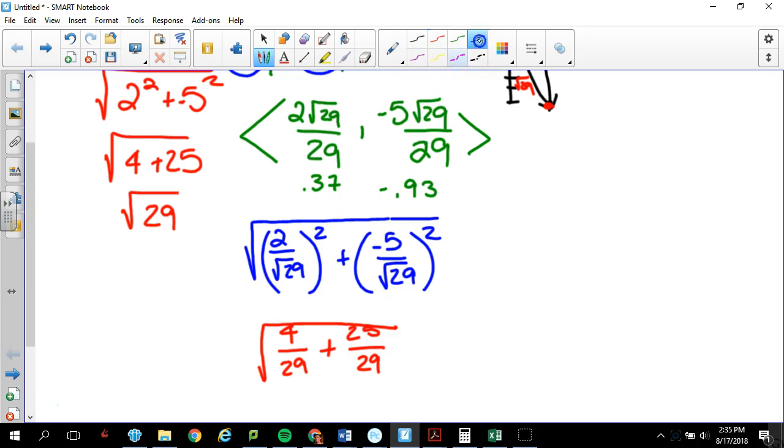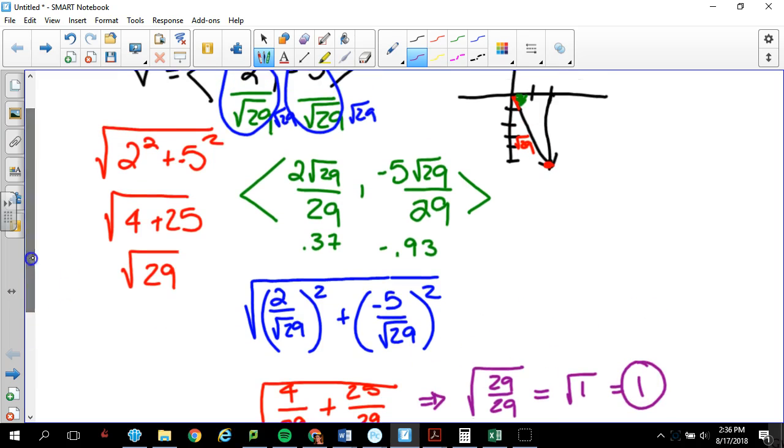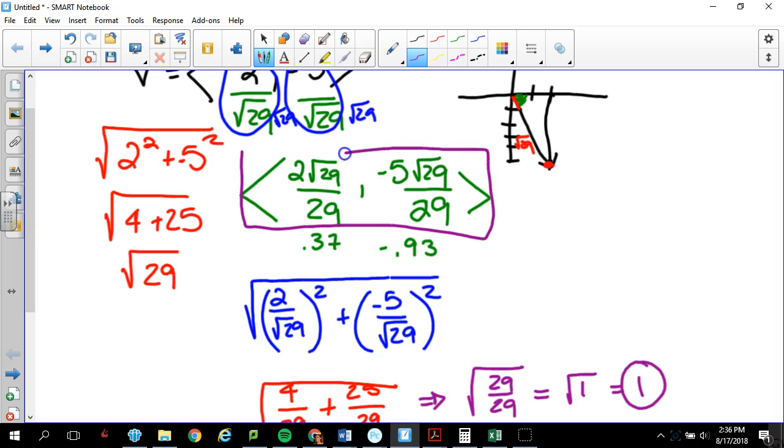All right, so now I have 4 over 29 plus 25 over 29. Since they're fractions that I'm adding together, they have a common denominator, so I just combine the top two. That gets me 29 over 29, which equals the square root of 1, which is 1. So I do, in fact, have a magnitude of 1. So this right here, this big, ugly looking component form, is my final answer.